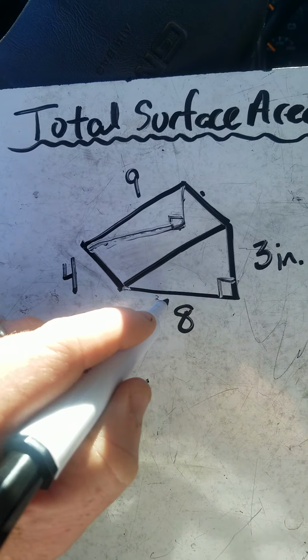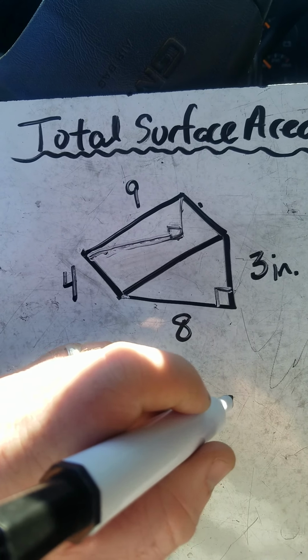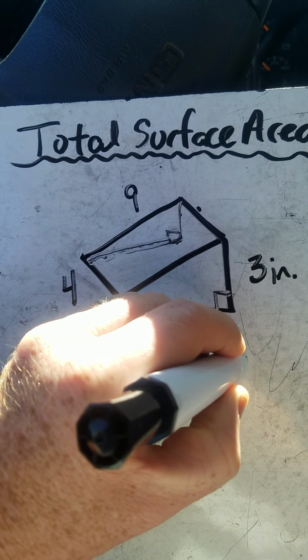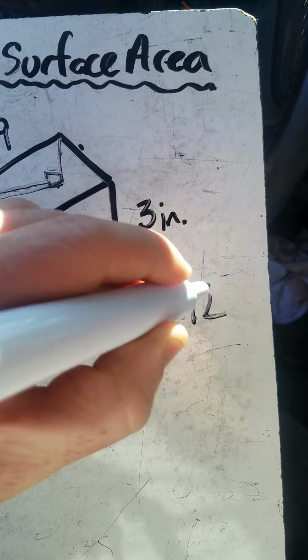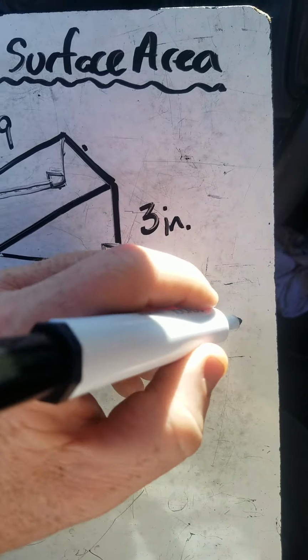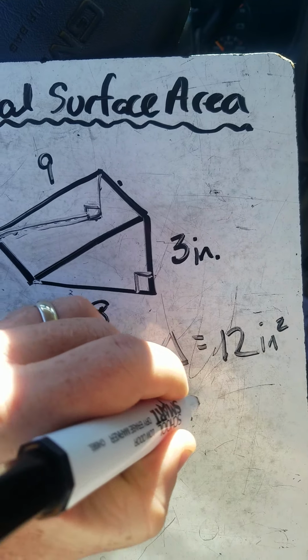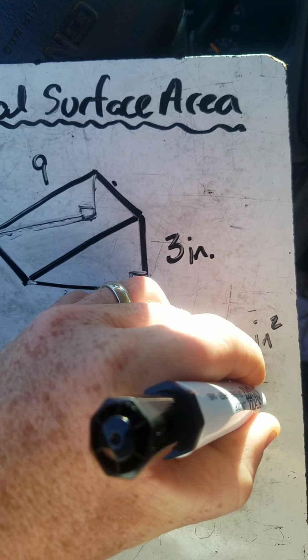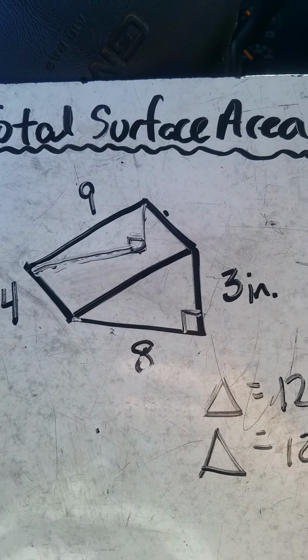However, this is my base, an 8, and my height of 3. Base times height, 24 divided by 2. That means one triangle is 12 inches squared. Well, that means the other triangle is also 12. Okay? Now, let's focus on our rectangles.